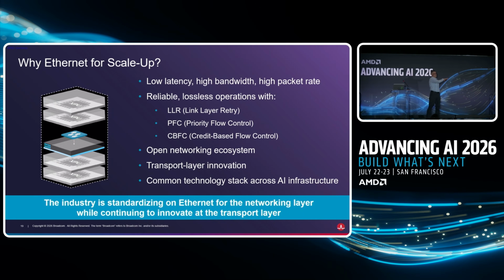One important thing this allows you to do, the last bullet here, is that it allows you to have the same technology stack across your AI infrastructure. This means that you can have a single pane of glass that looks at your front-end network, your scale-out network, your scale-up network, that shares the same telemetry, same management, the same tools. So due to the benefits of Ethernet, the industry is really standardizing on Ethernet for the network layer and then continuing to innovate at the transport layer.